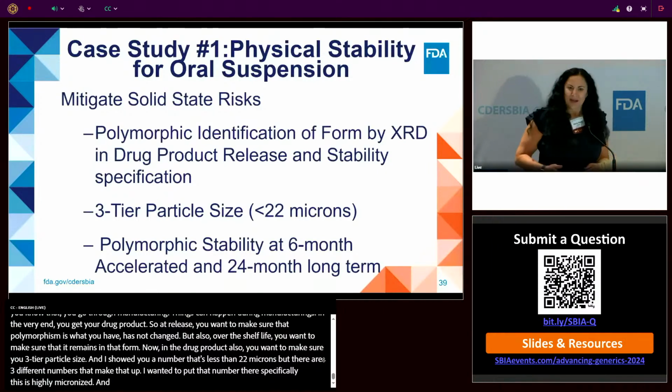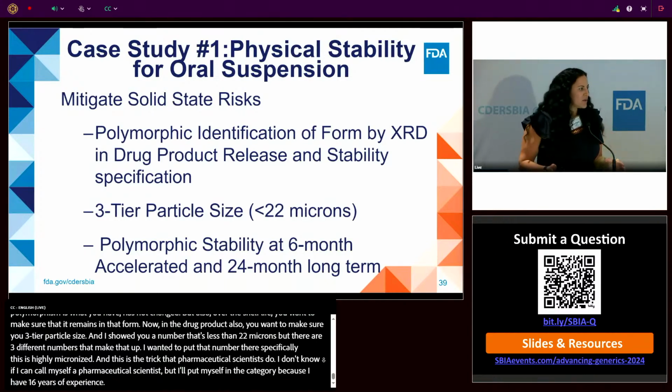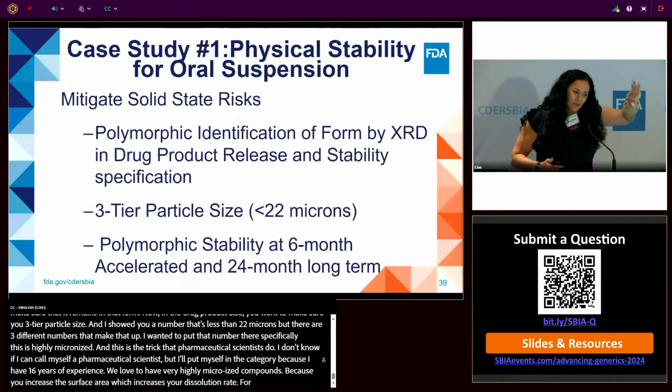We love to, I don't know if I can call myself a pharmaceutical scientist, but I'll put myself in the category since I have 16 years experience. We love to have very highly micronized compounds because you increase the surface area, which then increases your dissolution rate. For pharmaceutical, so that's what you're going into and what you know.